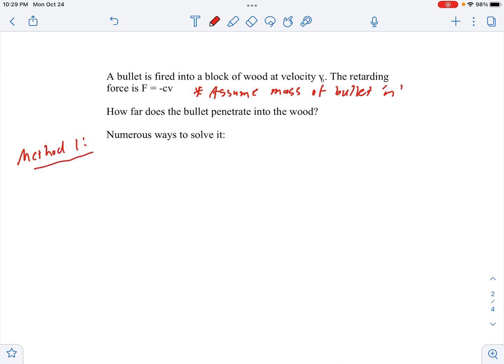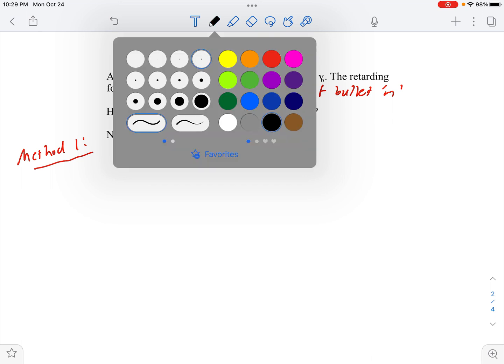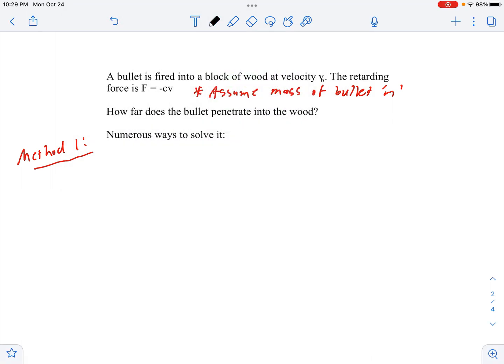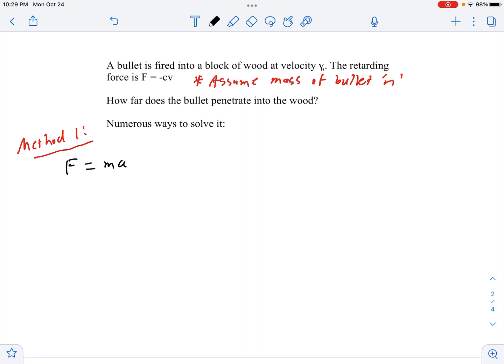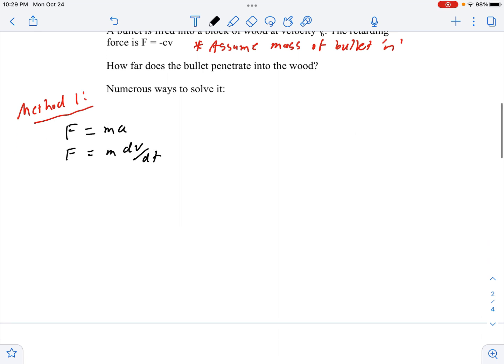All right, so we've got a force function. What we're going to do is start with what we know about force, which is Newton's second law. So that's F equals ma, where m is the mass and a is the acceleration. The acceleration, by definition, is the change in velocity with respect to time. So if I write that as a differential, F equals m dv/dt. We're going to need that.